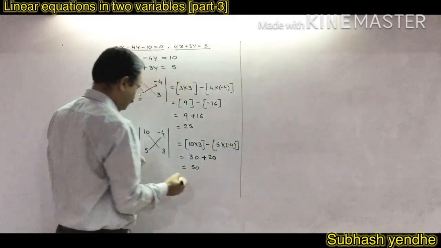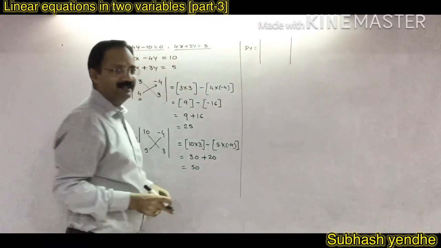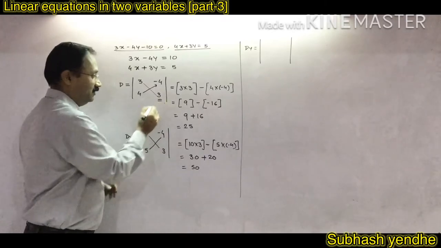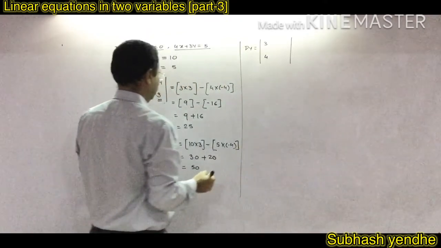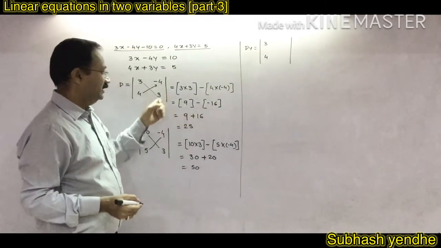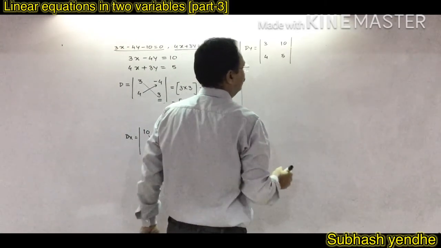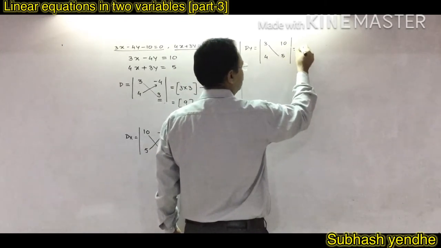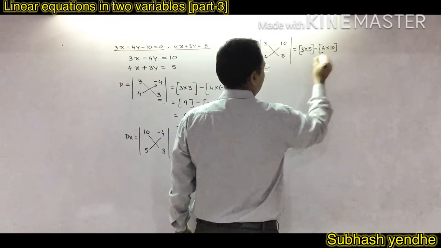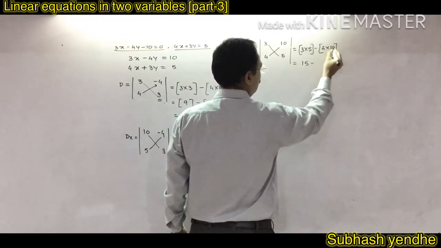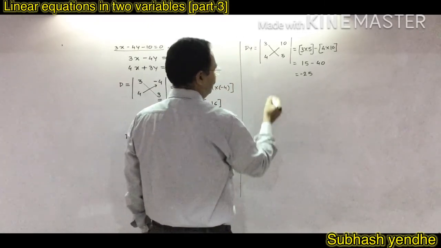Now we can find the value of Dy. So I told you to remember Dy: delete y. Now I am not going to write the coefficients of y. So for x, I am going to write 3 and 4 here. Then, which values do you write here? If I delete the values of y, which values are remaining? 10 and 5. So here I am going to write 10 and 5. So, again, cross multiplication: 3 into 5 minus 4 into 10. So, 3 5s are 15 minus 4 10s are 40. So, it will remain minus 25. This is the value of Dy.